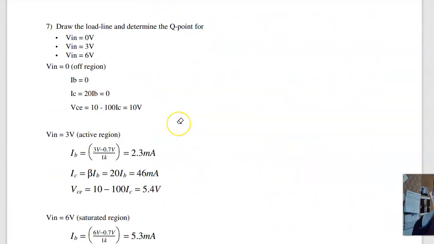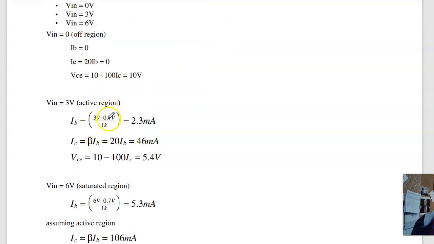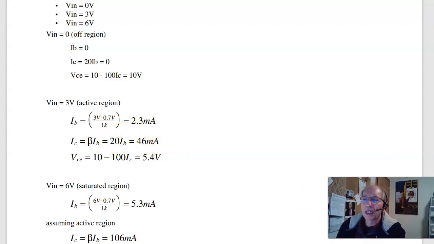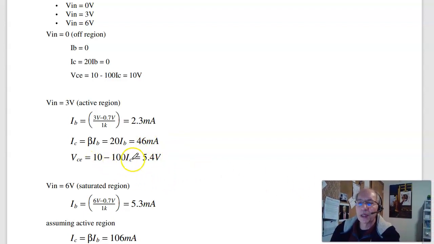The last problem says, okay, now draw the load line and calculate the Q point when Vn is 0, 3, and 6 volts. At 0 volts, that's easy. Everything's 0, the currents are all 0, and VCE is 10. At 3 volts, I know that the base current is 3 minus 0.7, the voltage drop across the silicon diode, 2.3 milliamps. IC is beta IB, 46 milliamps, and then the voltage is your 10 volts minus IC times RC, 5.4 volts.